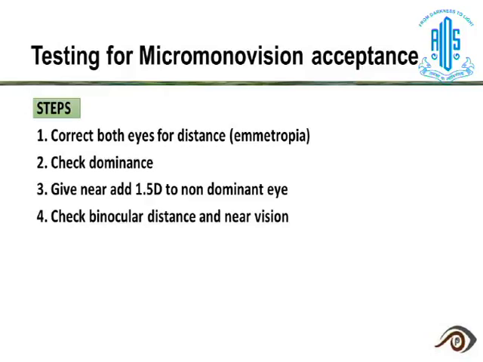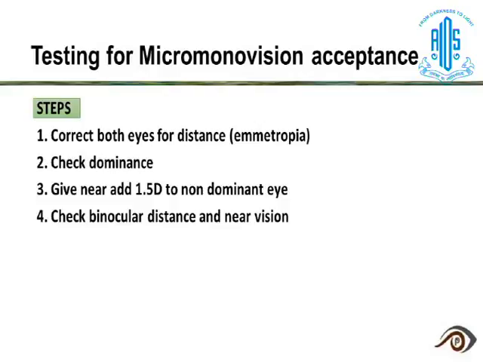So the Micromonovision acceptance test basically consists of 4 steps. Initially we correct both eyes for distance, that is you make both eyes emmetropic, and you also observe the best corrected visual acuity, and then you check for the dominance, and after checking for dominance you give near add to the non-dominant eye, and while doing so don't make the patient aware, otherwise they will have a mental block and they will not accept it. Also explain the principle of the treatment after you do the testing.